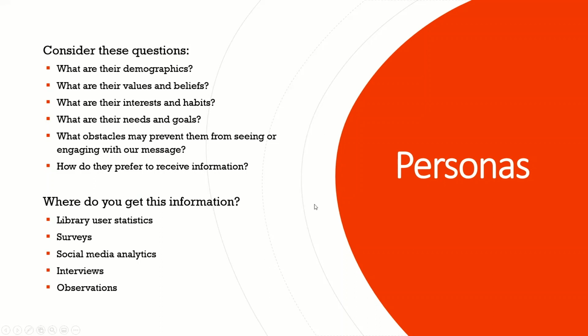So when you're asking yourself all those questions, where are you going to be able to get that information? Well, obviously, a lot of that can come from library user statistics. That's probably where you're going to get a lot of your demographics. You can also put out surveys. You can do that online. You can do that on social media. You can do that in the library. Check social media analytics. You can interview people directly one-on-one. And then also just observe the people that come into your library.